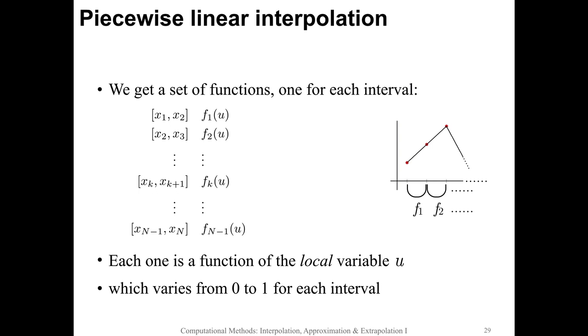So to summarize then, with piecewise linear interpolation we get a set of functions, one for each interval, and our intervals are all listed along the left-hand side here for our numbers from x1 to xn. Our functions, we can now view as functions of u rather than functions of x. They're all functions of this local variable, and this local variable u depends on the x's at either end of the interval. And u varies from 0 to 1 across each interval. That makes all of our functions similar in a way.